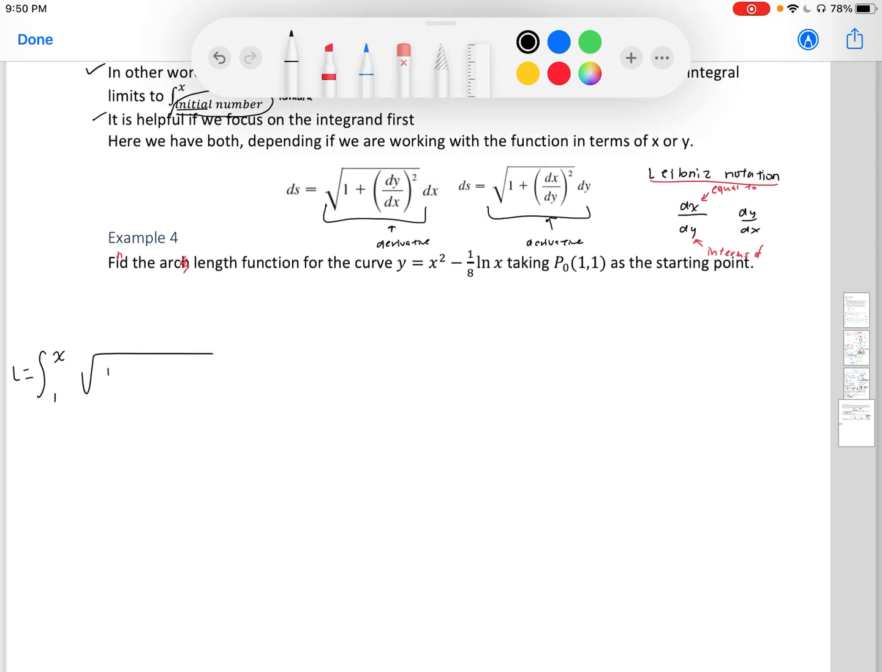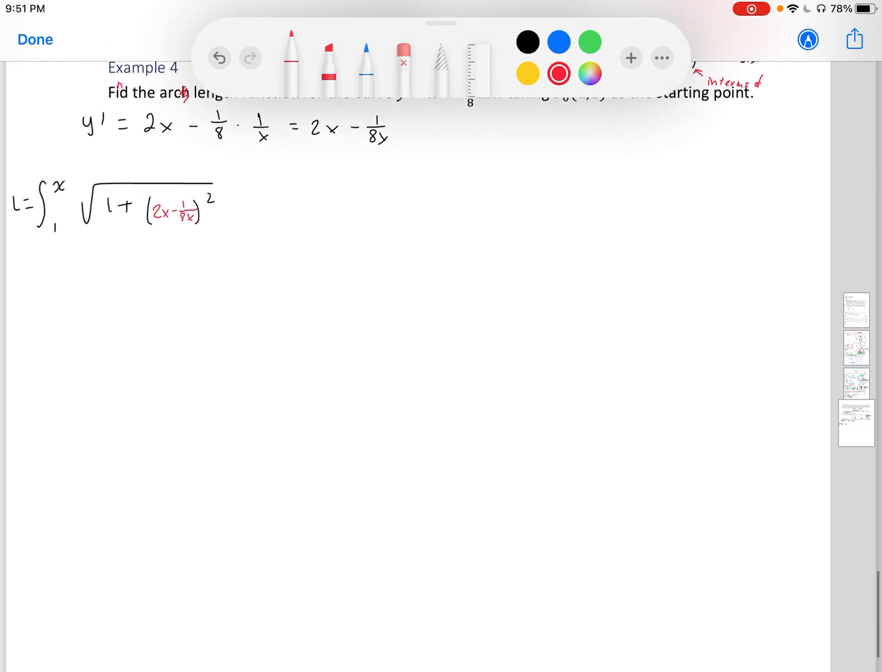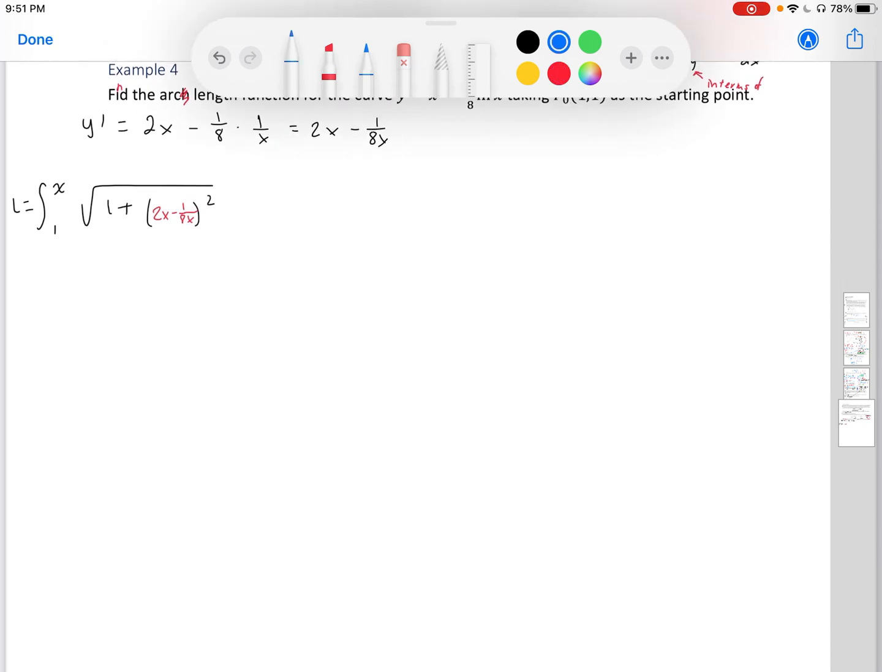So we have the square root of 1 plus our derivative. Let's find our derivative. Y prime is 2x minus 1/8 times 1 over x. You can clean that up to be 2x minus 1 over 8x. All right, so that's going to be our quantity squared. Let's go ahead and work it out. Let's start off by squaring it.